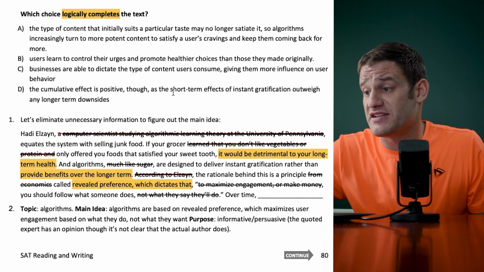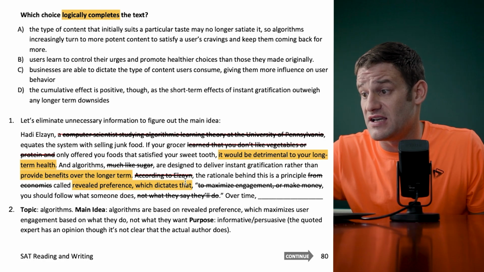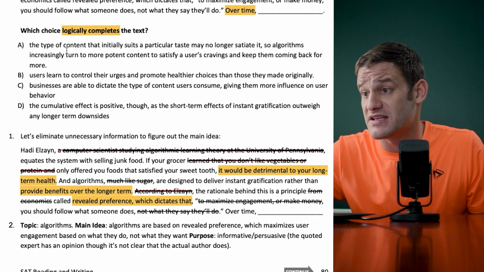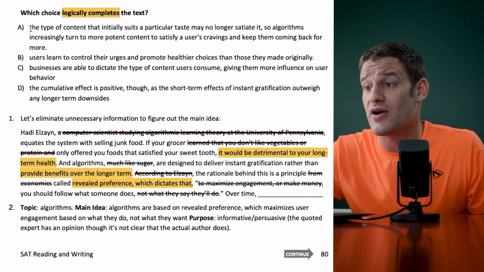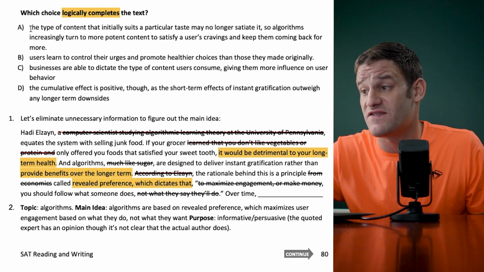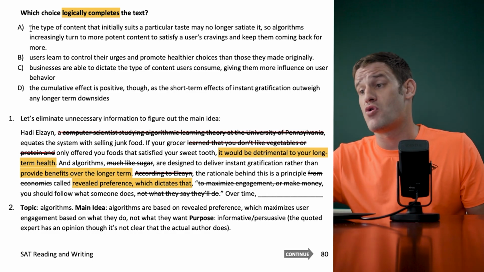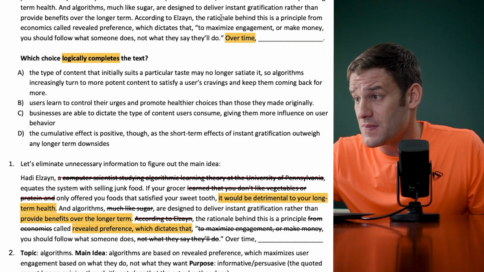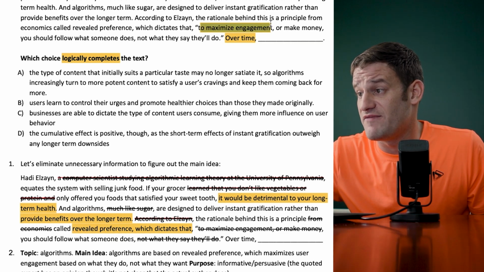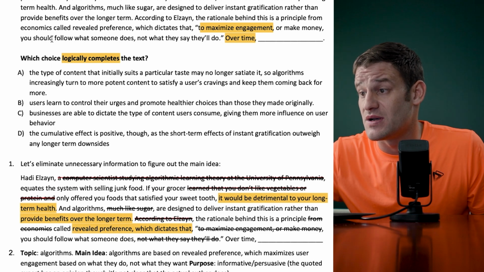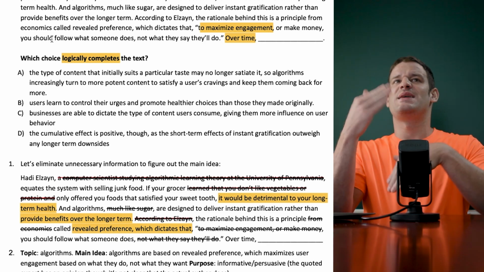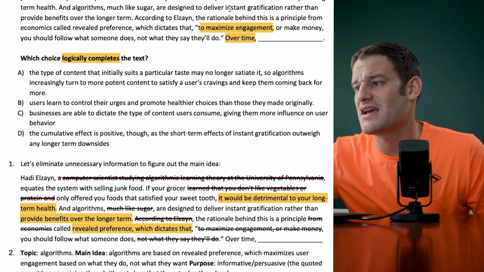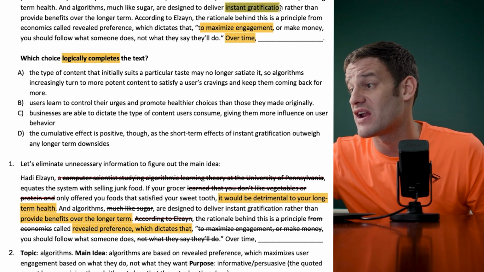Okay, so we need something that logically completes the text and probably relates to this idea of revealed preference being bad and how it has negative consequences. Okay, so we look at our answer choices. A, the type of content that initially suits a particular taste may no longer satiate it. So algorithms increasingly turn to more potent content to satisfy a user's craving and keep them coming back for more. That seems like it would relate to this idea of maximizing engagement and following what somebody does. So they have this taste, they keep coming back for it, and then they keep delivering, again, offering up this instant gratification.